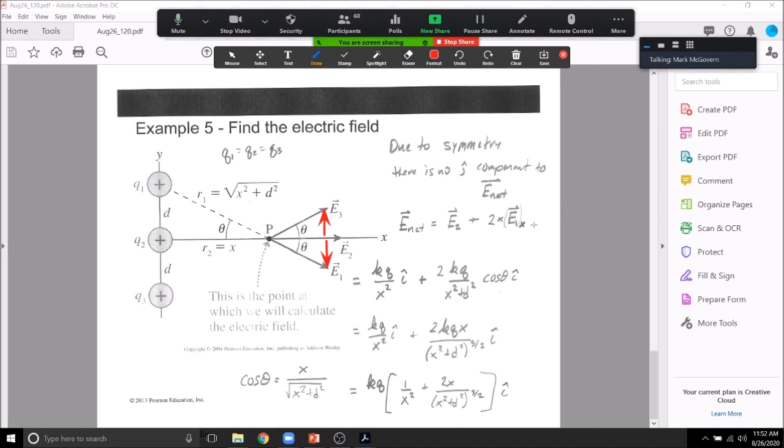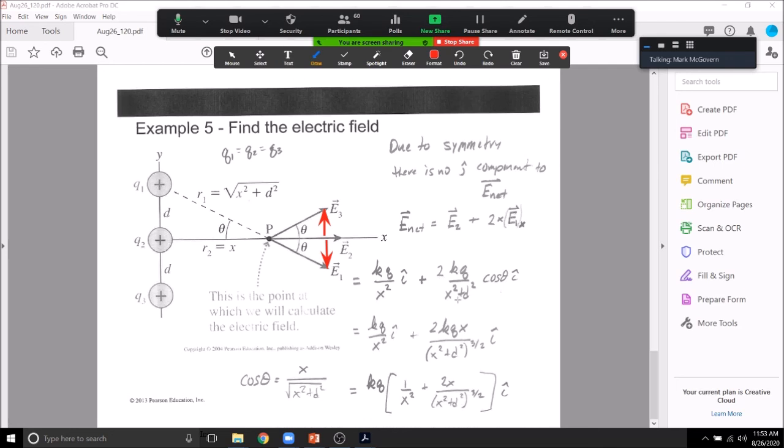I just said E1 here. It could be anything you want, really. I mean, it could be E1 or E3. So it's E2 plus 2 times the x component of, say, E1. So let's put those numbers in. The distance from Q2 over to point P is x, so it's KQ over x squared, i hat, plus, and now for the next one here, we got 2 from the 2 up here, KQ.